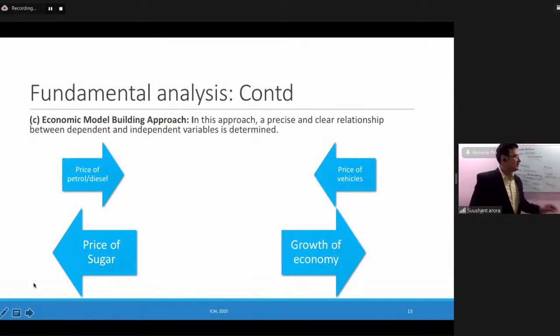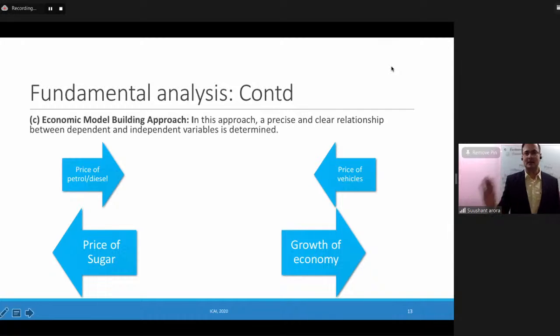So now we've done the first part of the factors which affect the economic analysis. So what are the other things that we need to see? The third point is called the economic model building approach. Okay, how do we build this approach? In this approach, it's very simple: a precise and clear relationship between dependent and independent variables is determined.